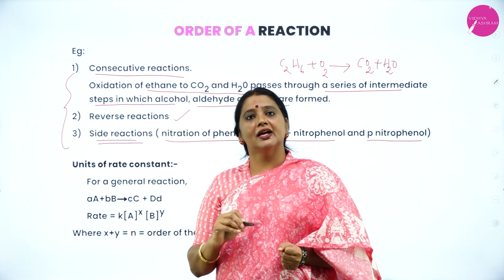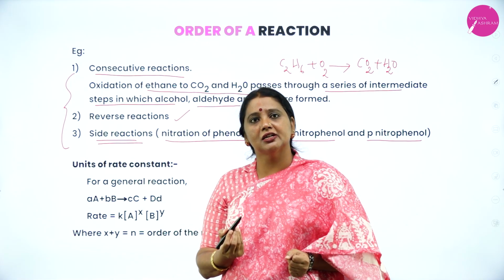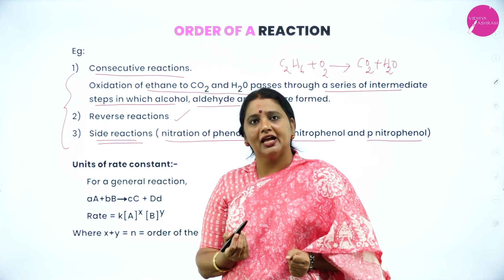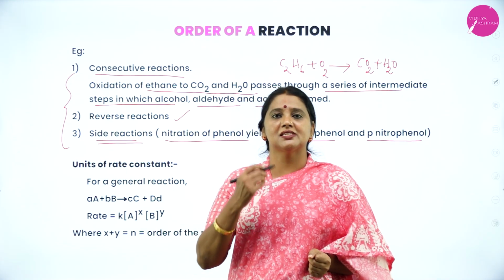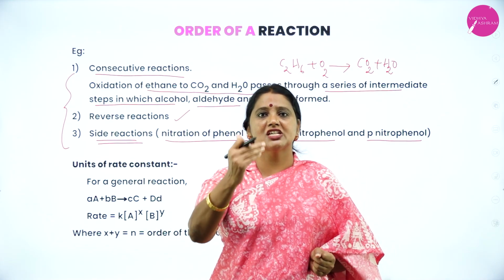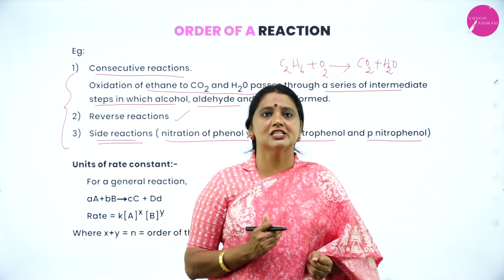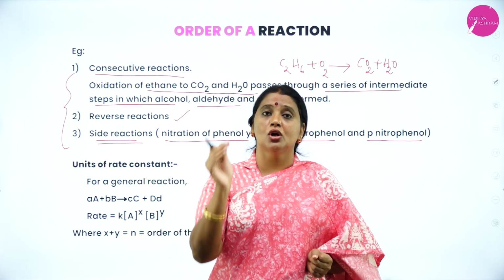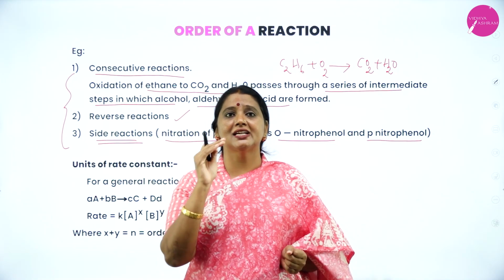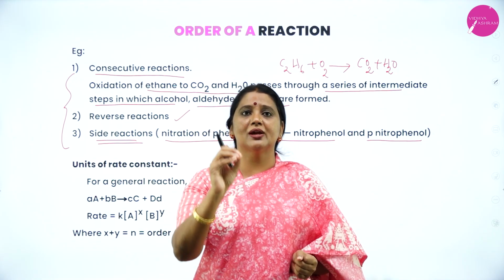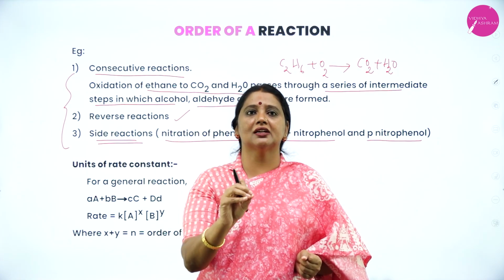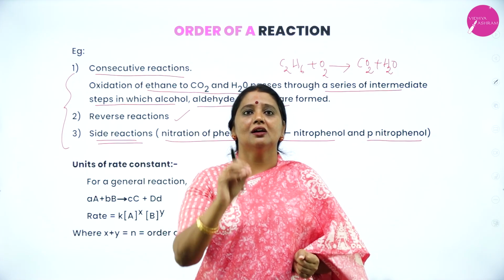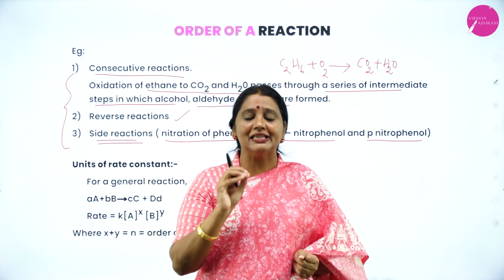Therefore, depending upon number of steps, there are 2 types of reaction, elementary and complex. Elementary means which takes place by single step. Complex means which takes place by 2 or more steps. What is order of the reaction? Order of the reaction is defined as the sum of the powers of the molar concentration of the reactants present in rate law, rate expression or rate equation.